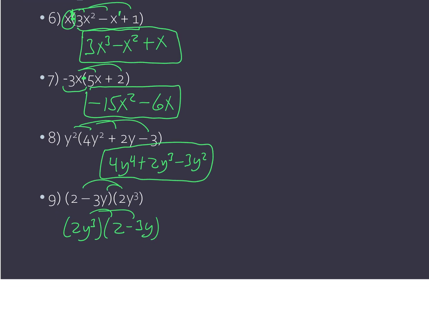2y to the 3rd times 2 is just going to get me a 4y to the 3rd, right? Multiply your coefficients. Minus 2y to the 3rd times -3y is going to get me a -6y to the 4th, right? Multiply your coefficients and then do your y's with the y's. And then add your exponents. All right, so you get something like that.